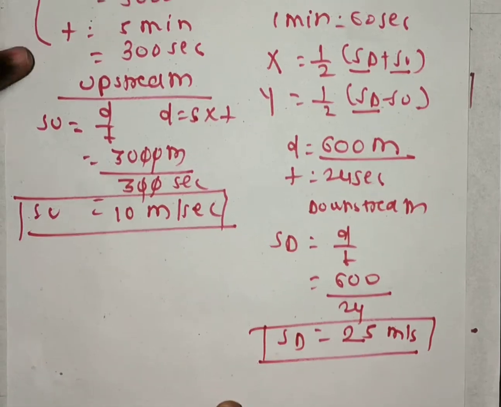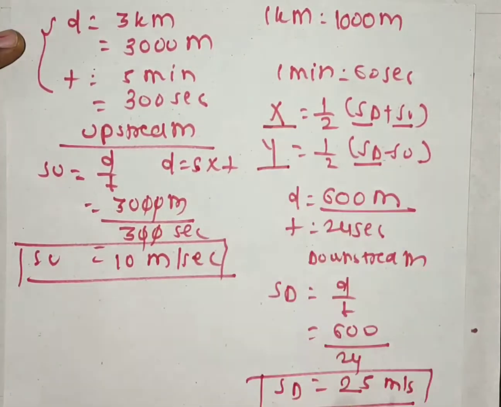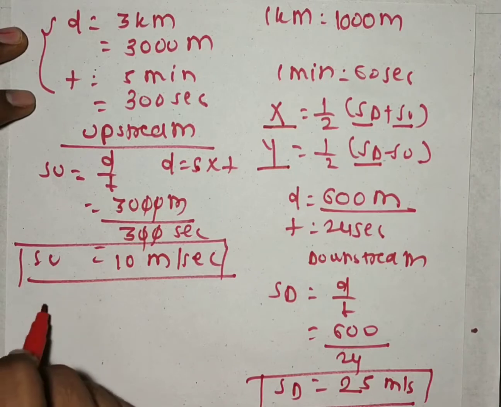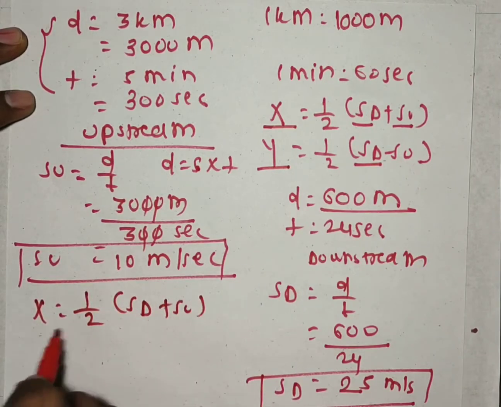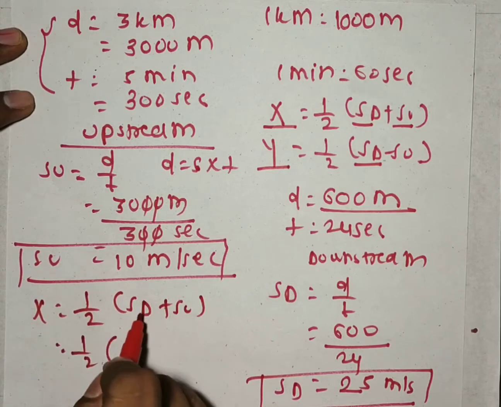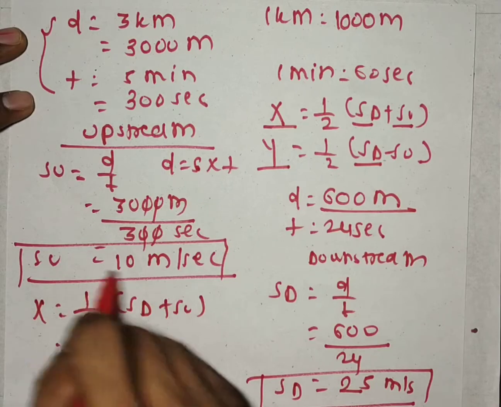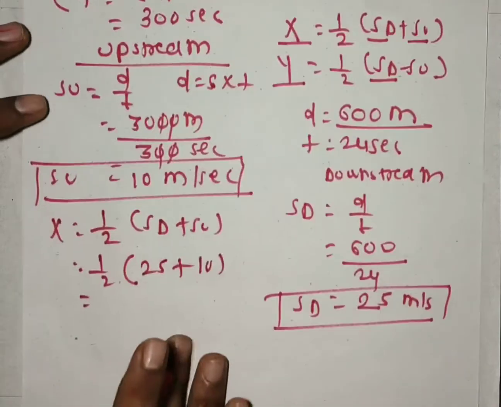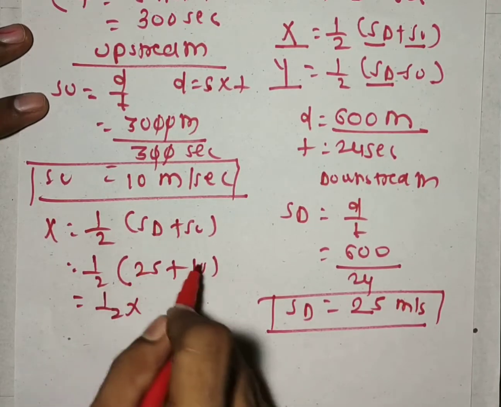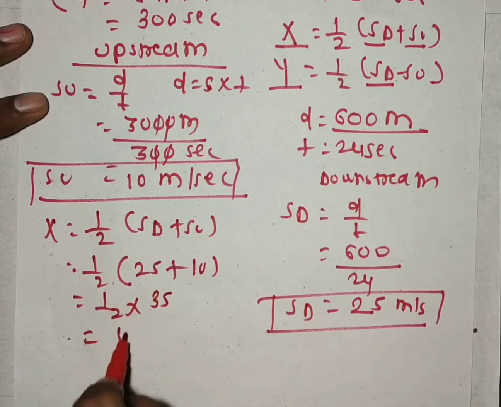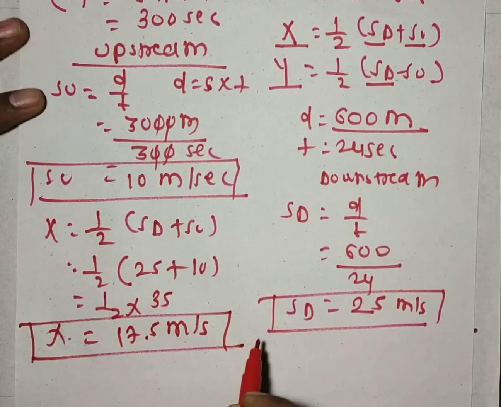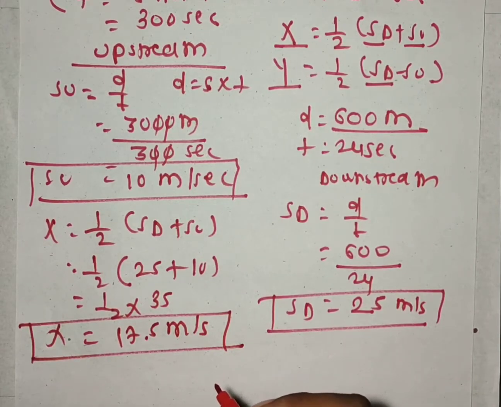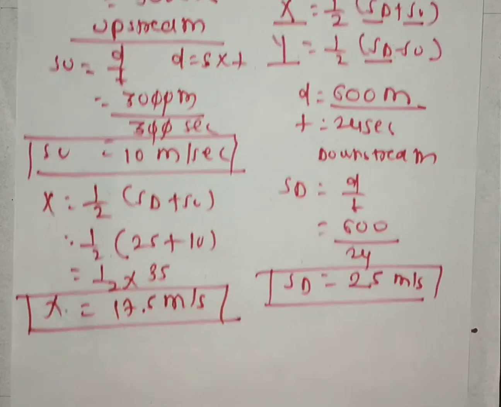But what we have to calculate here is x and y, these two terms. And we know the formula of x: x is equal to 1 upon 2 of SD plus SU. SD is 25 and SU is 10. So 1 upon 2 of 25 plus 10, which is 35, so it becomes 17.5 meter per second. X means the speed of the boat in still water is 17.5 meter per second.